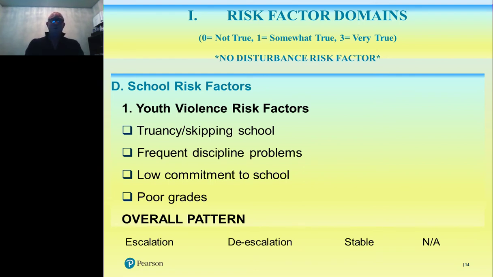domain. So youth violence risk factors in the school domain include truancy and skipping school, escalating behaviors of truancy and skipping school. You know, why is this significant? Well, one is that it often is because the child has an experience of really not feeling like school is their thing. They don't feel connected to school, whether it's to their peers, or they don't feel connected to the academics who are teaching them in school, or the teachers rather.